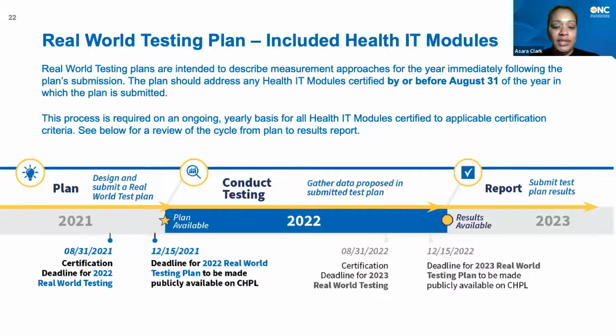All right, and not to beat a dead horse, but just one more timeline that talks about all these different deadlines and when you conduct the real world testing, when you report on the results and everything. So again, the August 31st deadline is for Health IT to have been certified. You're going to be describing how you'll measure those specific Health IT modules in the following year in your plans that are to be submitted in the same year as those certifications have been completed.